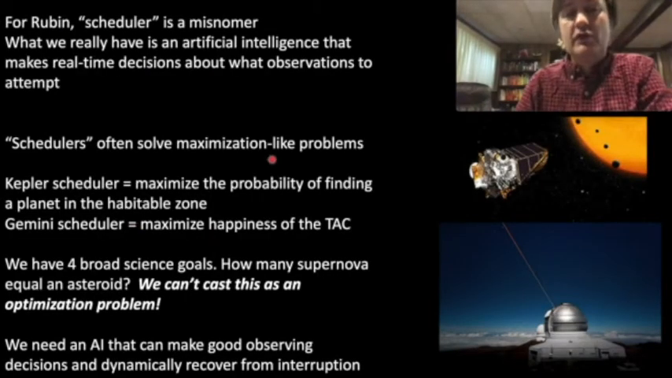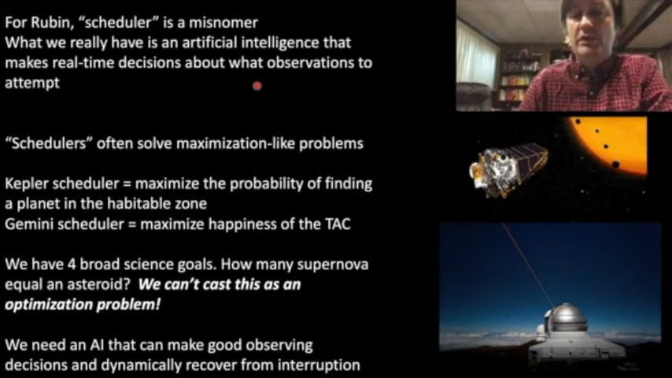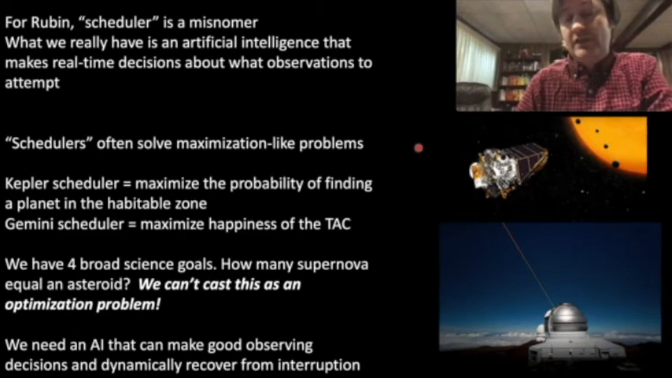For Rubin Observatory, scheduler is a misnomer that we often use. What we really need is an artificial intelligence to make real-time decisions about what we should attempt to observe. Usually for telescopes, schedulers solve maximization-like problems. So over here is the Kepler Space Telescope. They designed their scheduler and their cadence to maximize the probability of finding a planet in the habitable zone. They really had a single science goal they were maximizing for.